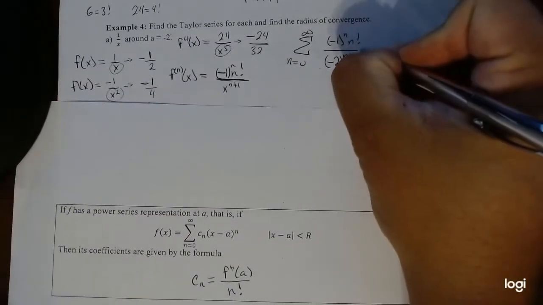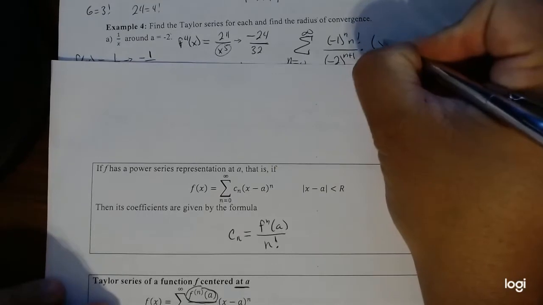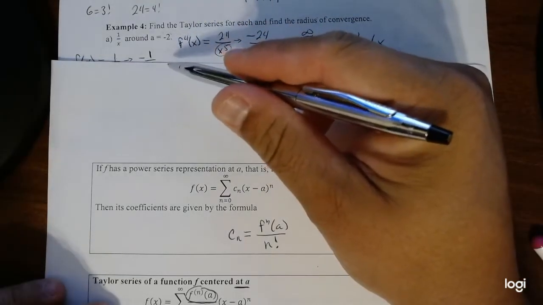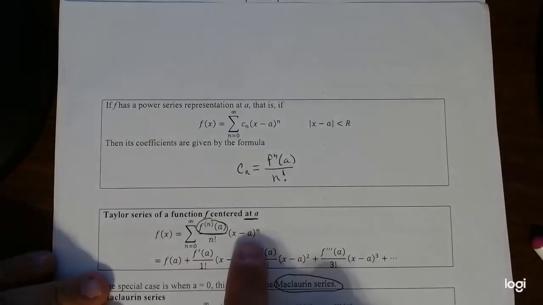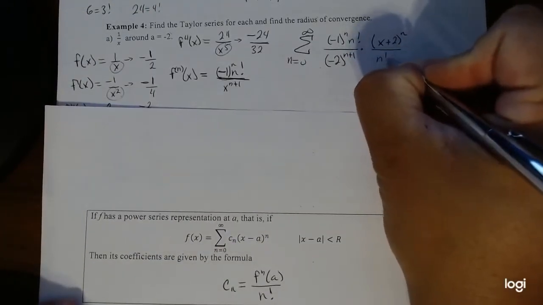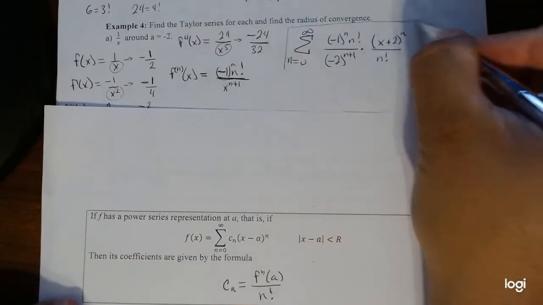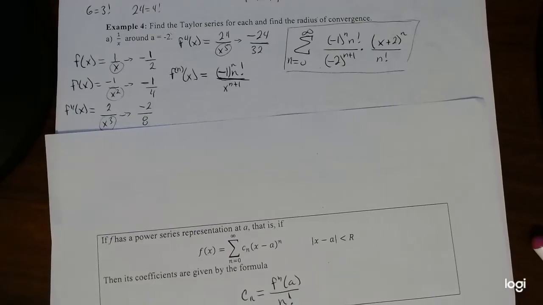So now times, now we put the rest. x minus 2 to the n divided by n factorial. And there we go. There's our Taylor series for this function here. I know, a lot of work.